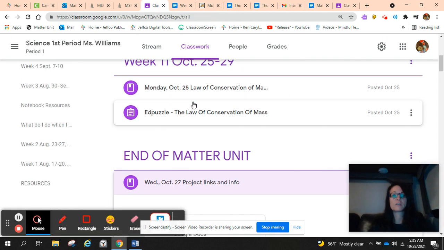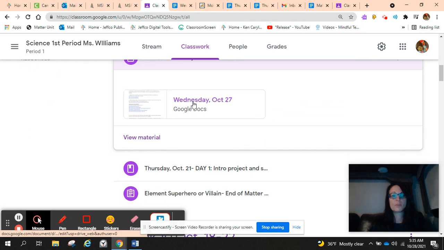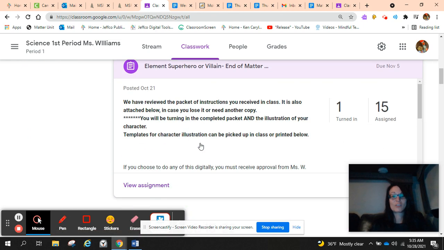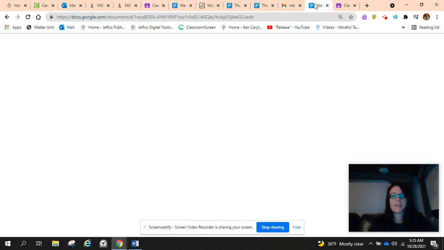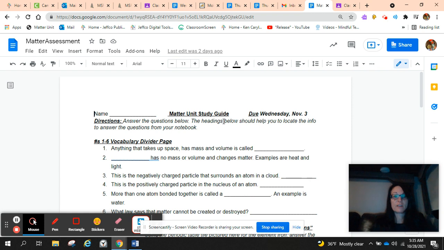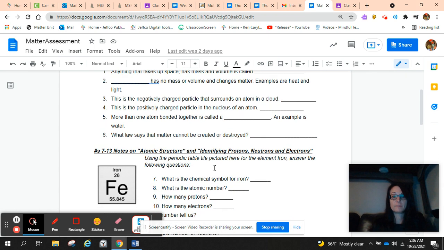Finish working on this superhero or villain, hopefully getting that as close to finished as you can. Now, if you are finished with this, or you need a break and you're running out of creative juices and you'd like something else to work on, your substitute has on the front table a matter study guide. Next Thursday, a week from today, you're going to take your final quiz on this whole matter unit and you'll get to use your notebook. So today would also be a day that you could work on this study guide.